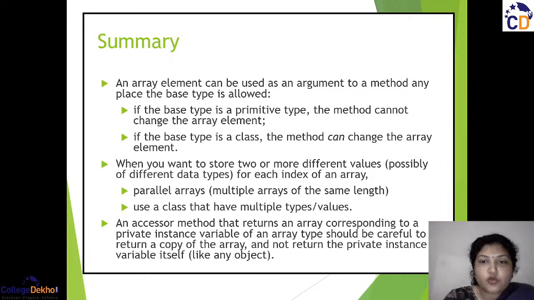When you want to store two or more different values, possibly different data types, for each index of an array, parallel arrays can be maintained. Use a class that has multiple types. But in a single array, you cannot have different data types. The array definition itself says it's a homogeneous collection of data items, right? So from the previous topics, we have understood the concept of arrays.